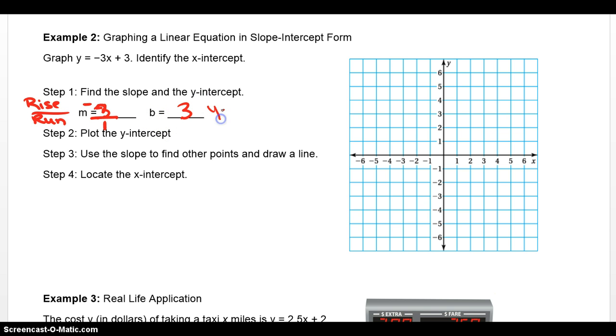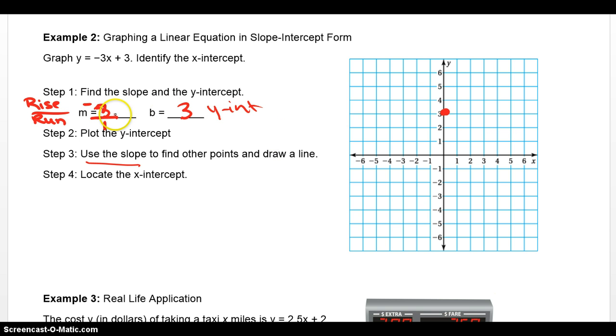Once you find those two things, then, number 2, plot your y-intercept. This is the y-intercept, so I'm going to label it next to it. So I plot that. The y-intercept is 3, I go over here, here's my y-axis. So I go to 3 and I put a dot. Now, I need more points in order to draw my line. So step 3, use the slope to find other points and draw a line.